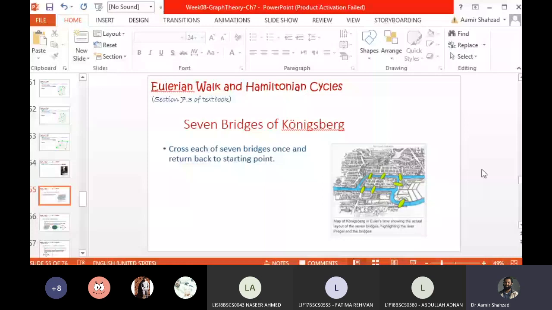So the question is, if we start from any of these areas, let's call them A, B, C, D, can we go through each and every bridge, but only once? We cannot cross any bridge twice, and we have to go through every bridge exactly once.